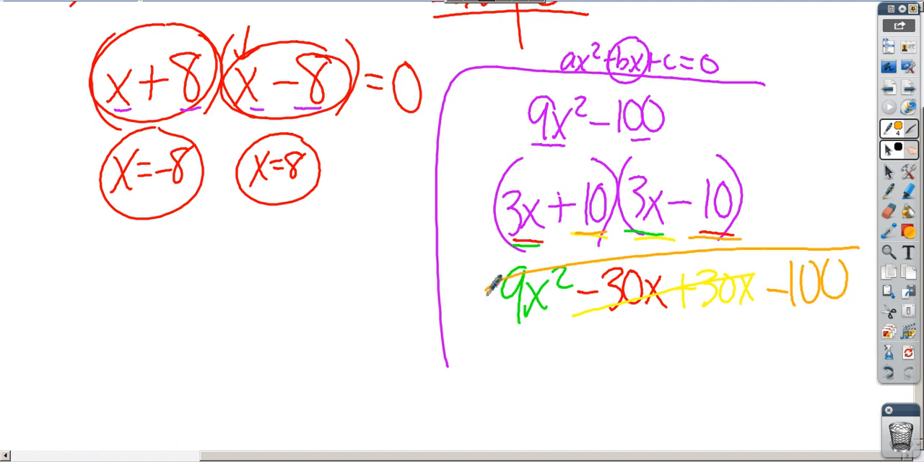So if you look at this, it turns out to be what we started with right there. And that's called the difference of two squares.